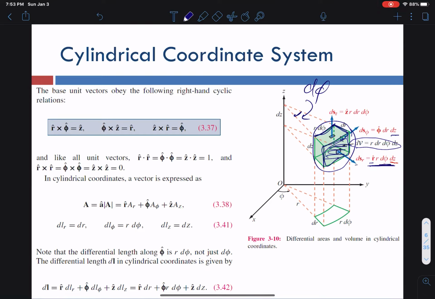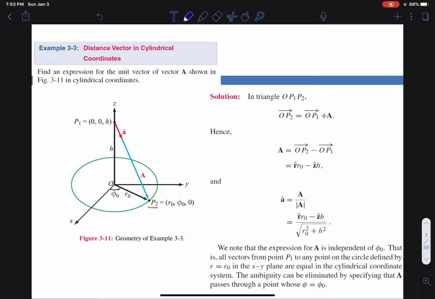If you try to find the unit vector in any direction, the unit vector is the vector over the vector magnitude, right? So what is the vector over here? This vector is basically, if you do the vector addition over here, r hat r0 minus z hat h, and if you divide that by its magnitude, you get the unit vector.